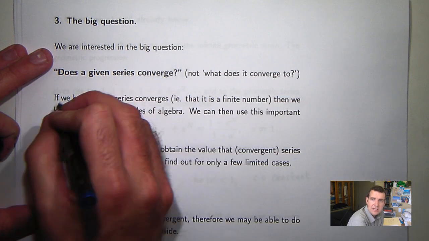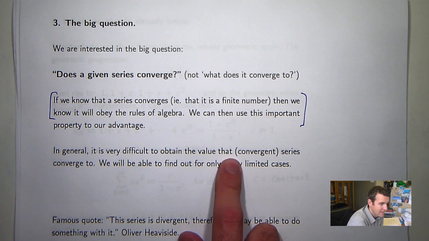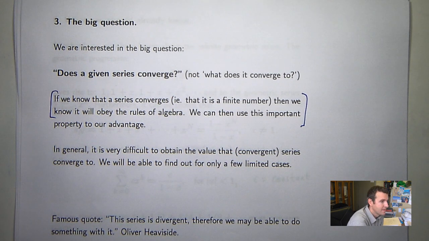So why do we want to know if a given series converges? Well, one of the important benefits of a convergent series is that it will obey the rules of algebra. So we can add convergent series together and take convergent series away and things like this, and all the operations will be defined. Now, we will be able to determine the value of some certain series, like for example the one that we did a little earlier with the area of the unit square, but in general it's too hard. We're only going to look at a few limited cases.